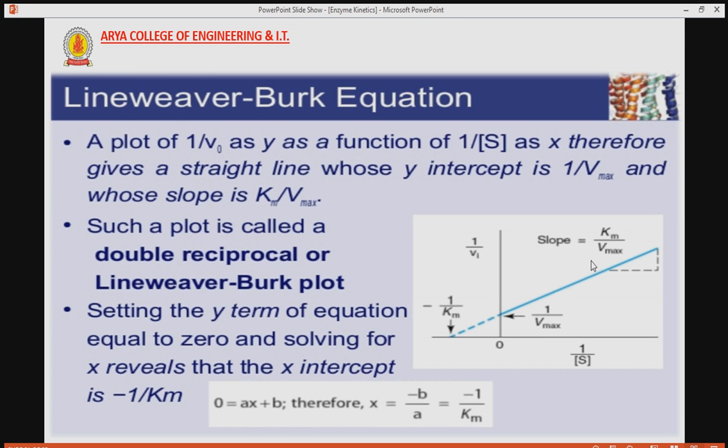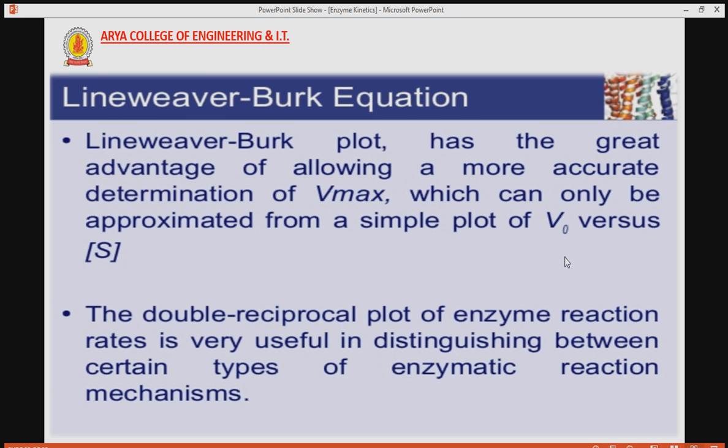This graph is also called double reciprocal graph or Lineweaver-Burk plot. Lineweaver-Burk plot has the great advantage of allowing a more accurate determination of Vmax, which can be only approximated from a simple plot of V naught, means initial reaction rate, versus substrate. So, this double reciprocal plot of enzyme reaction rate is very useful in distinguishing between certain types of enzymatic reaction mechanism.